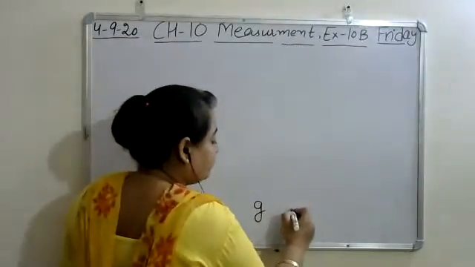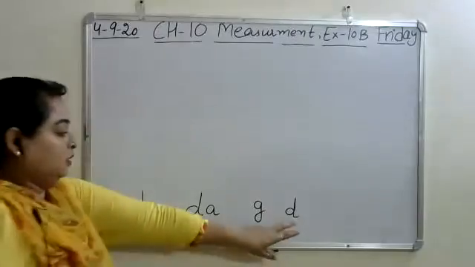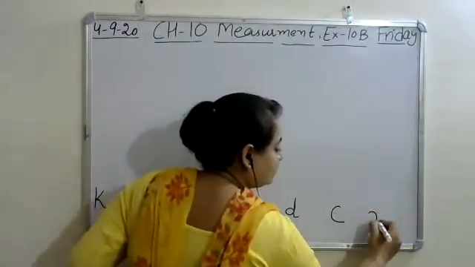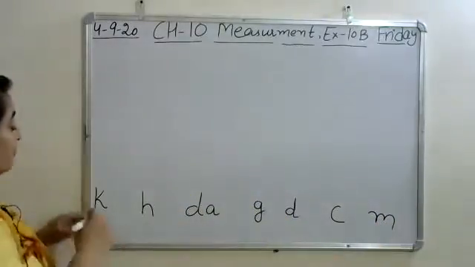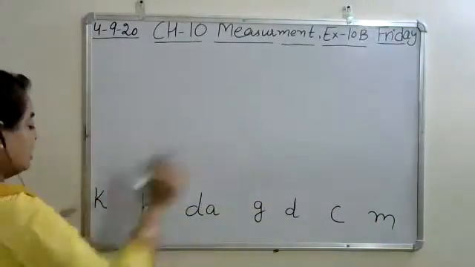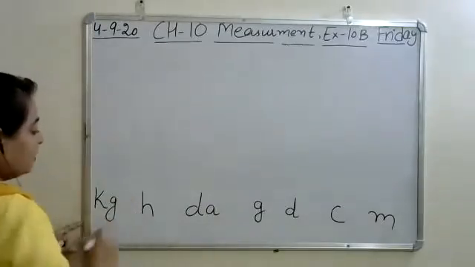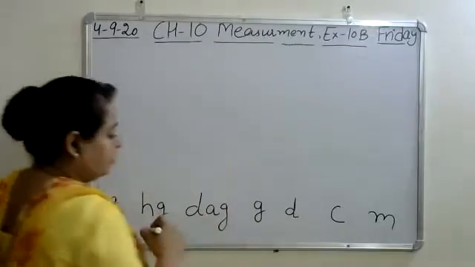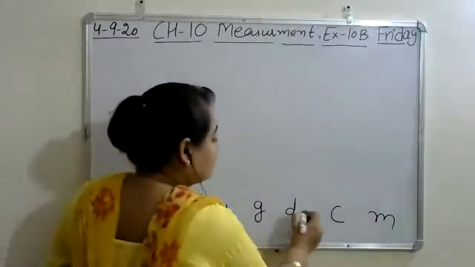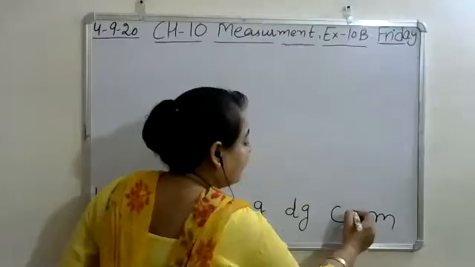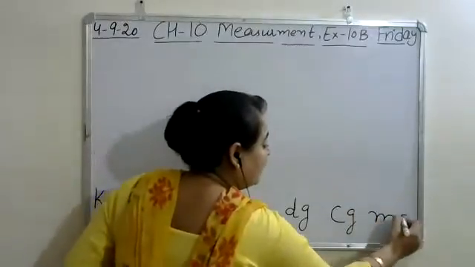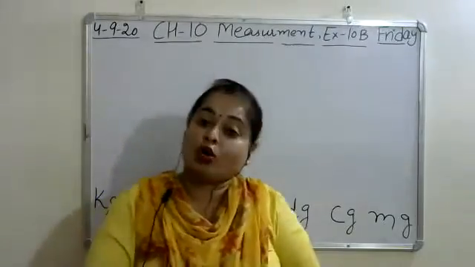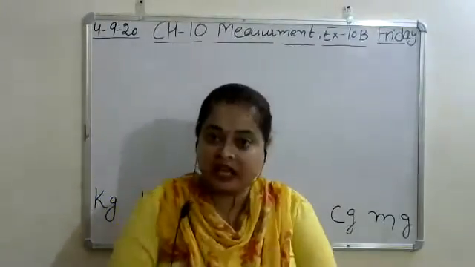After that, didn't cry much. So in place of M here, you will write G. Kilogram, hectogram, decagram. This is gram. Decigram, centigram, milligram.